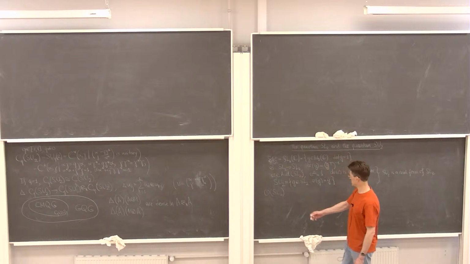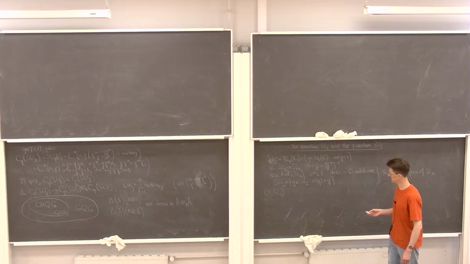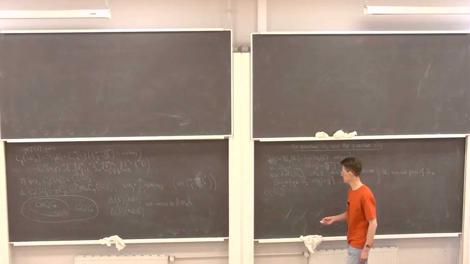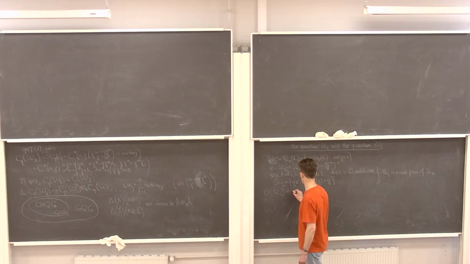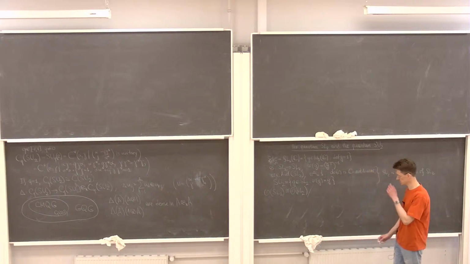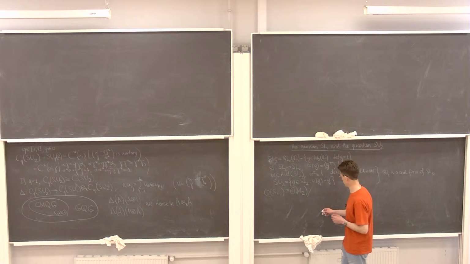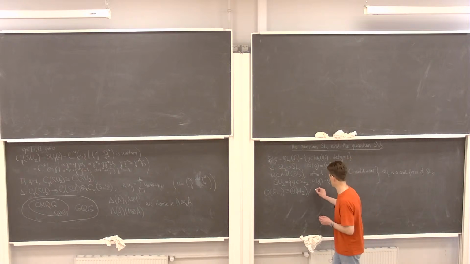So SL2 is an algebraic subvariety in the space of all 2x2 matrices. So the algebra of regular functions can be identified with the quotient of the algebra of all regular functions on the 2x2 matrices modulo the ideal consisting of functions which vanish on SL2. And it's a simple exercise to show that this ideal is principal and is generated by determinant minus 1.